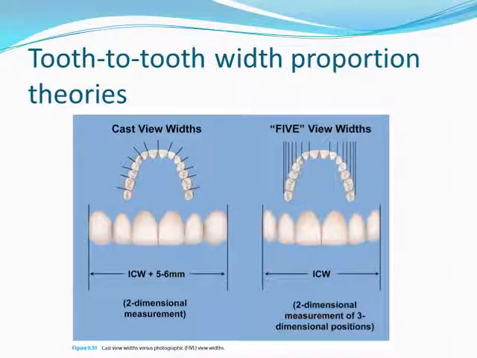Tooth-to-tooth width proportion theories, as you see here, are very important to know. There are two main views when we talk about width. The cast view width represents the real width of each of the anterior teeth, while the frontal view width indicates what you get when you take a frontal image of the anterior teeth. For example, you will take only the part that you can see of them, so it is not the real dimension. So if we look at the intercanine width in the frontal image, it represents the distance between the distal end of the canine and the distal end of the other canine, while the real intercanine width in the cast view represents the same, plus 5 to 6 millimeters.